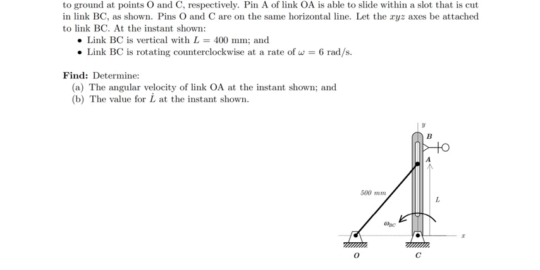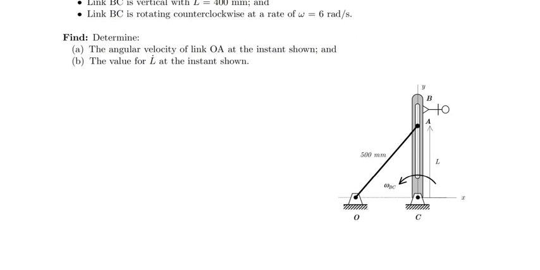We're told that pins O and C are on the same horizontal line, and that the little XYZ axes are attached to link BC. At the instance shown, link BC is vertical with a given value of L, and link BC is rotating counterclockwise at a rate given by omega. Based on this information, we're asked to determine the angular velocity of link OA, as well as a value for L dot, the rate of change of this quantity L.